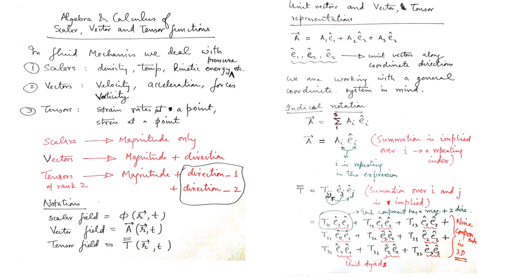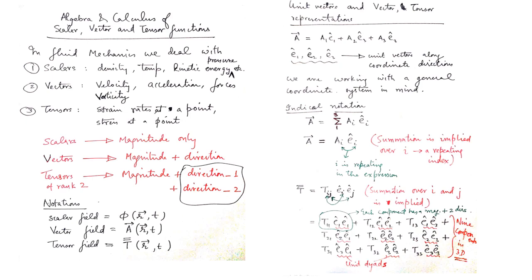Similarly, a tensor field. Second rank tensors I will just symbolically write as T with double horizontal lines on the top. So two lines indicate that it's a tensor of second rank, right? Now we will focus on how we represent vectors and tensors in any coordinate system.